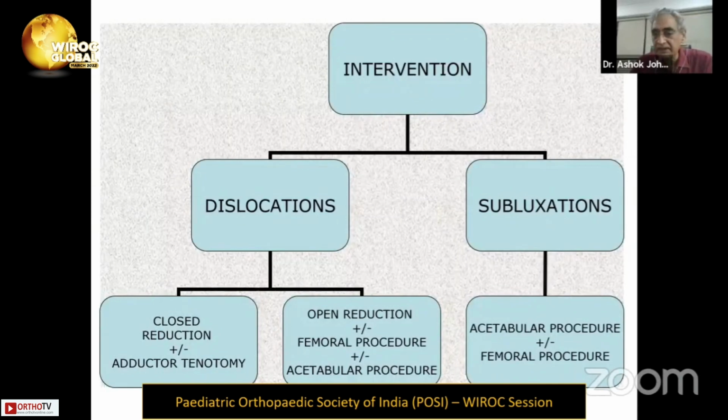So if you have a dislocation, you may need to do a closed reduction with or without an adductor tenotomy, or an open reduction depending on when the patient presents to you, and may need a femoral procedure and an acetabular procedure. If you have subluxation, again, you may need a femoral or an acetabular procedure.